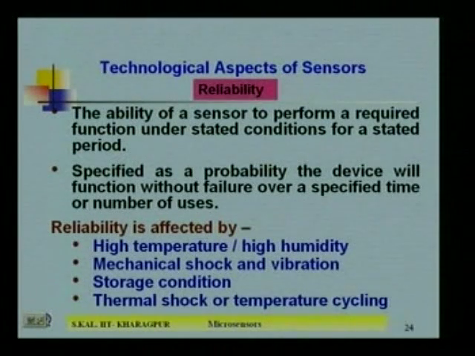So, reliability is affected by what parameters? It is affected by high temperature, high levels of humidity, mechanical shock, vibration, storage condition, thermal shock and temperature cycling. So, these are the different parameters which affect the reliability of a particular sensor.